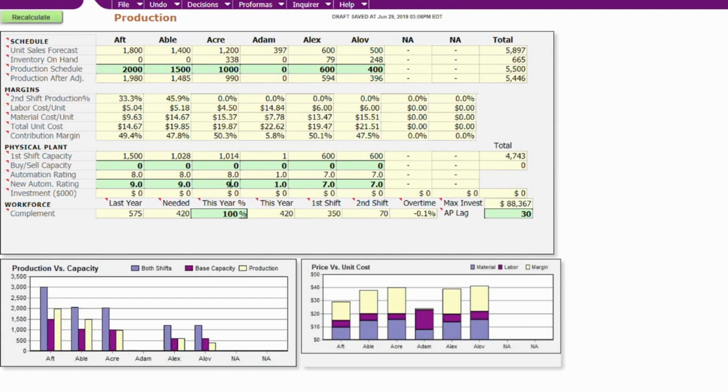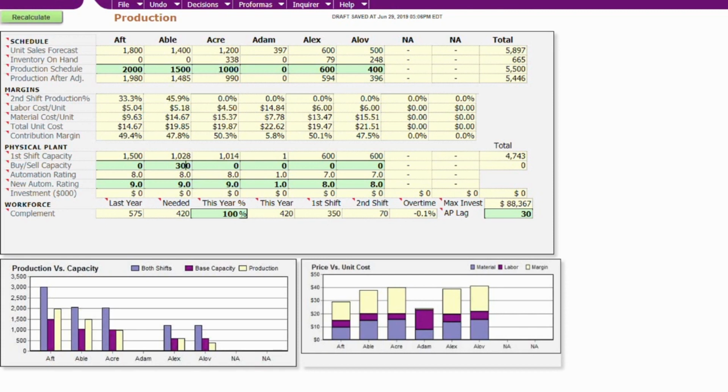For Alex, we ordered 600 units, the same amount as forecasted sales, since we had an inventory of 79 and would act as a buffer unit. We did not order capacity expansion since there was no second shift production. We increased automation from 7 to 8.